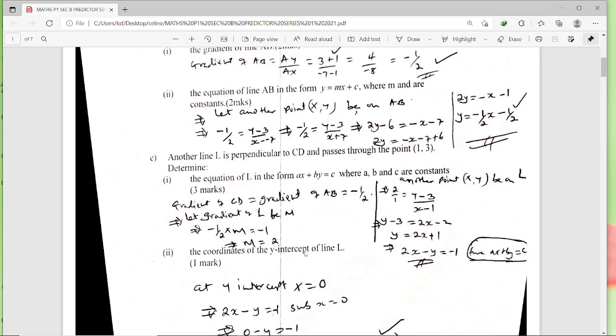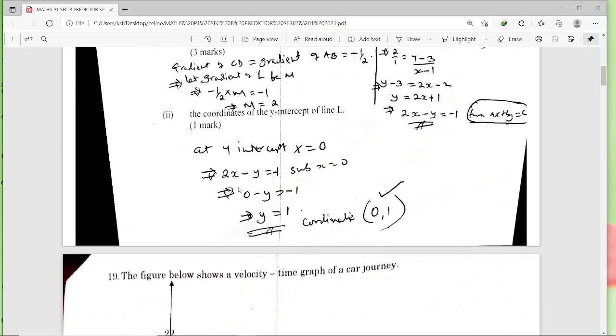Then the coordinate of the y-intercept of line L. Remember, you are told the coordinate of the y-intercept. You have not been asked about the y-intercept. If you are asked about the y-intercept, we know at the y-intercept x is 0. So at this line, x will be 0. So if we substitute where there is an x which is 0, we shall have 0 times 2, that gives you 0. So minus y equals -1, divided by a negative all through, y equals +1. So y equals +1, that's what exactly I've done here.